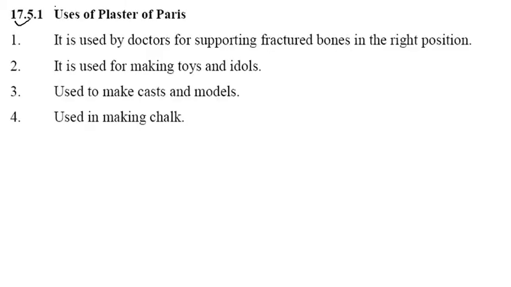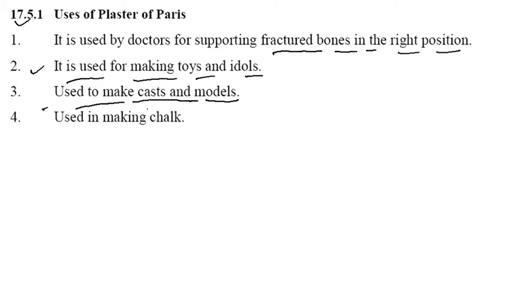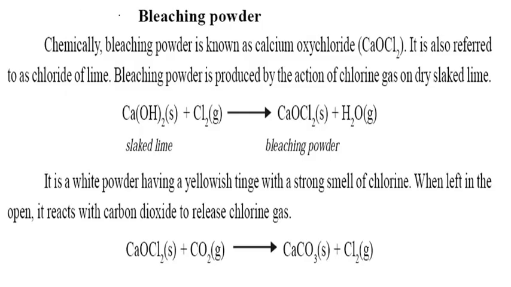So now come to the uses of this plaster of Paris. Usually, plaster of Paris is used by doctors for supporting fractured bones in the right position. Second, it is used for making toys and idols. Third, it is used to make casts and models. Fourth, it is used for making chalk. Chalk banane mein bhi iska use jyada hota hai.